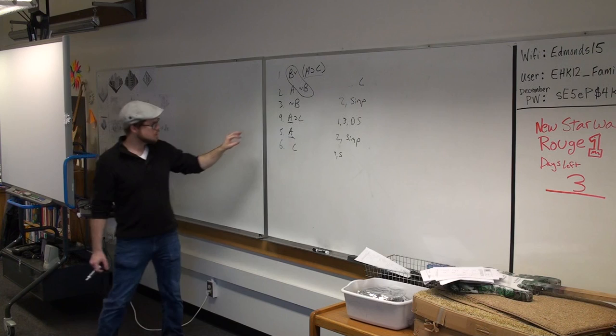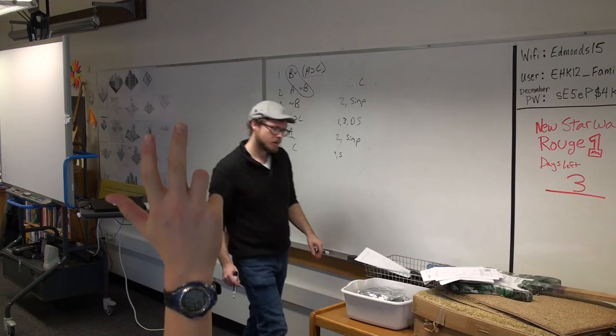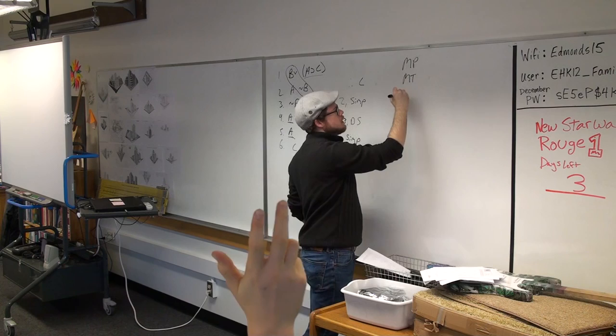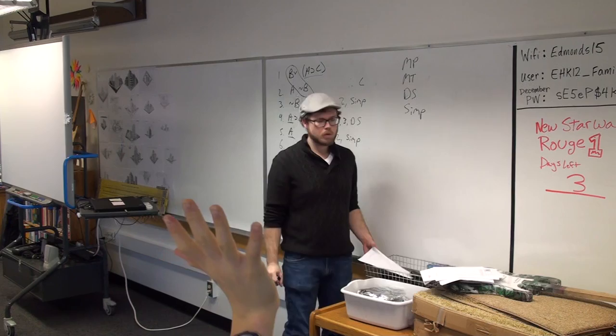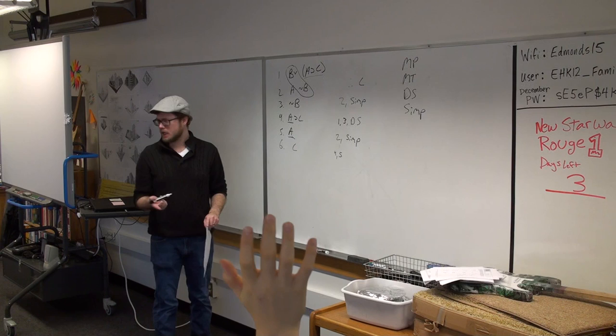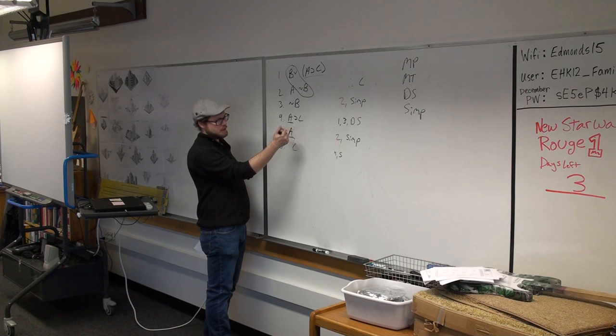So our options are MP, MT, DS, and SIP. Those are the only ones we're using so far. Then it would be modus tollens. Close. It's the other modus one. So modus tollens is the one that is taking something away.